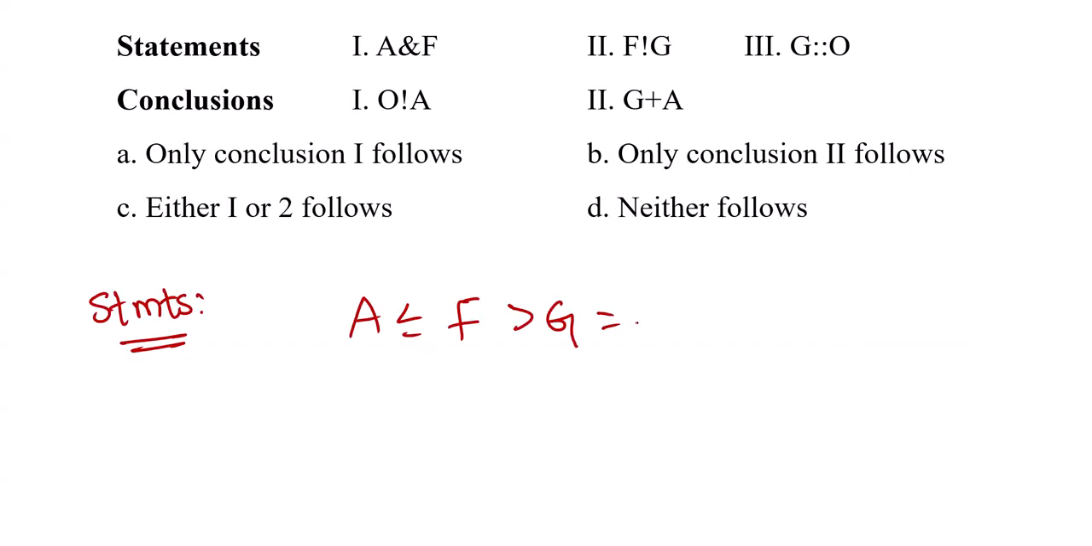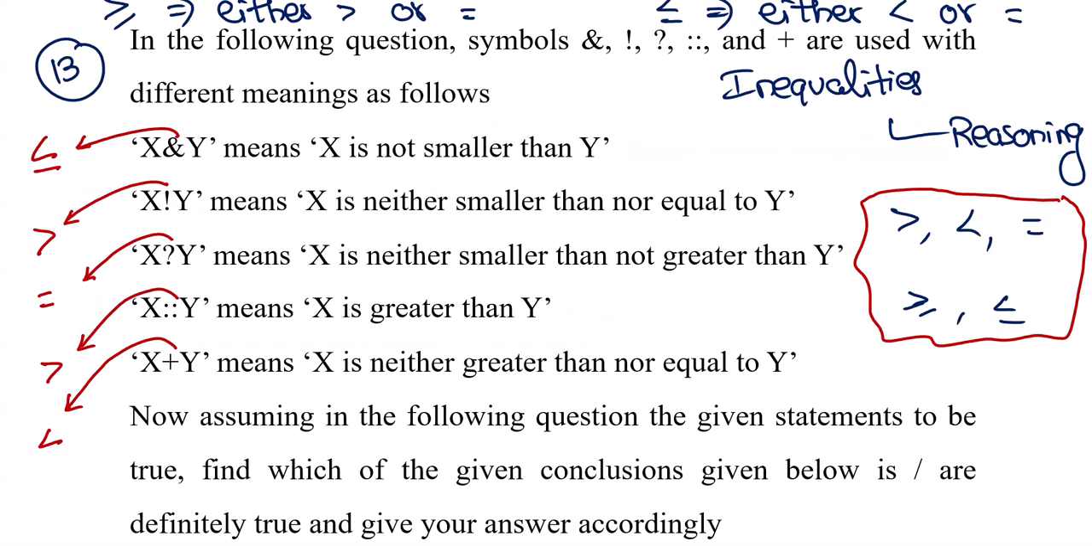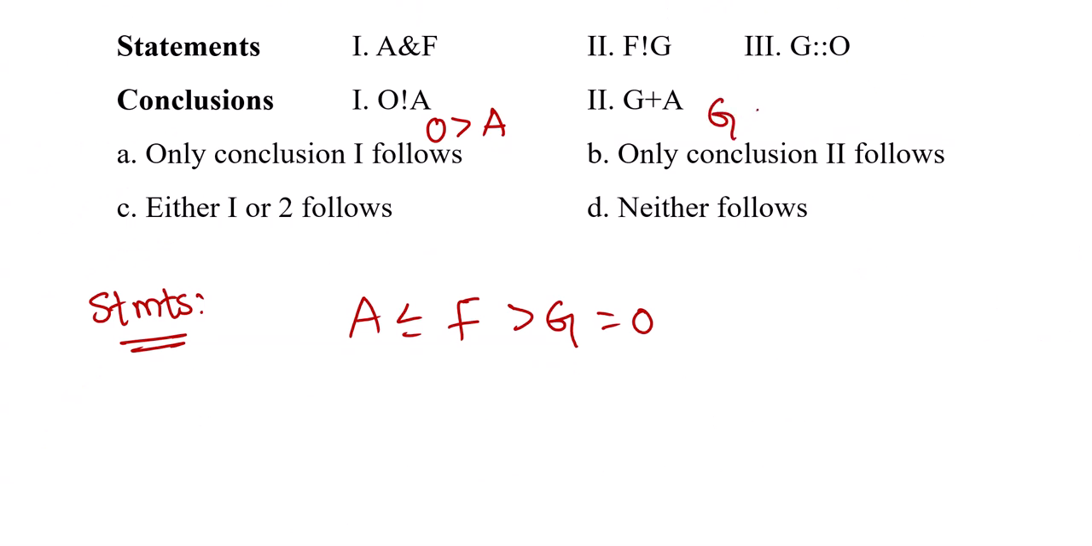Okay, fine. Then the conclusions given here. O greater than A. The other one, G plus A. Plus means less than, G less than A. So guys, wherever it might be, a conclusion means definitely true. So which among the conclusions is definitely true?